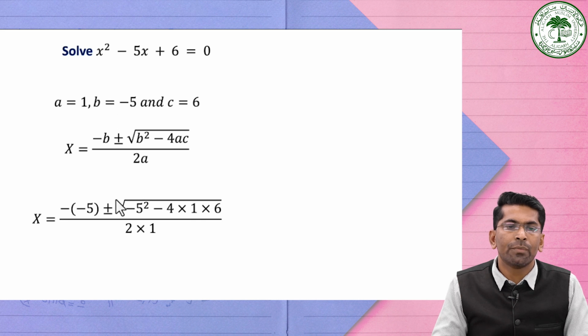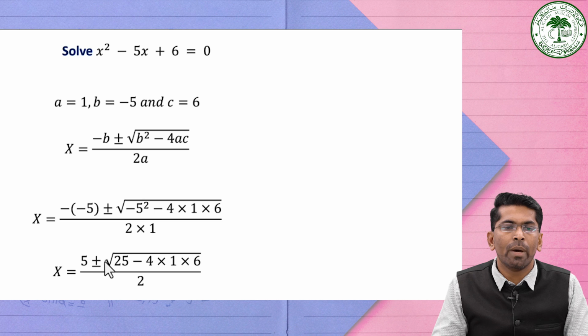x is equal to minus b plus or minus under root b square minus 4ac, that is, minus minus 5 plus or minus under root minus 5 square minus 4 into a, that is 1, into c, which is 6, divided by 2a, that is 2 into 1. If we simplify it, minus will become plus: 5 plus or minus under root 5 square, which will become 25, minus 4 into 1 into 6, divided by 2 into 1.